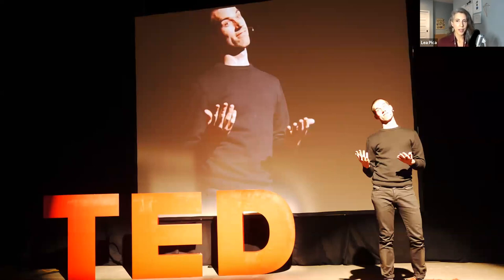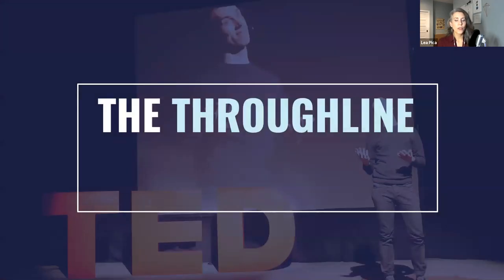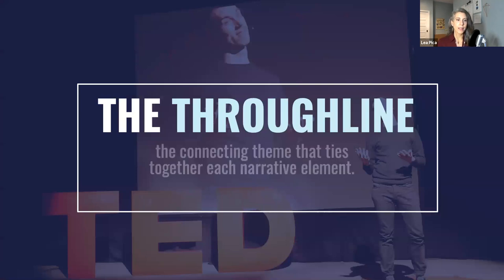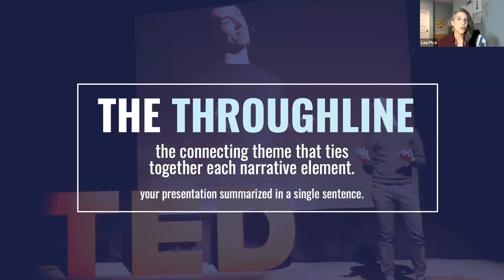Every single TED talk that goes on stage has to have one thing. It's called the through line, and it is the connecting theme that ties together each narrative element in a presentation. In other words, it is your presentation summarized in a single sentence.